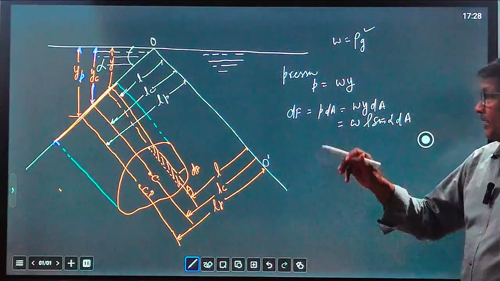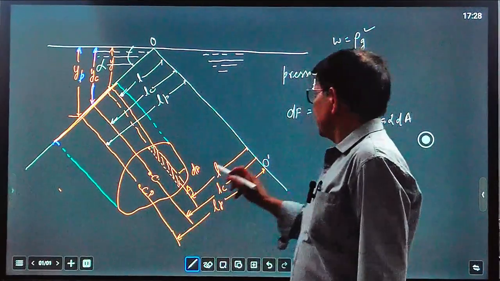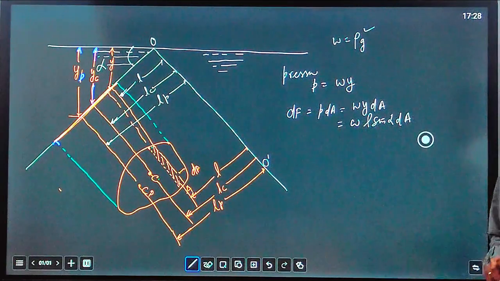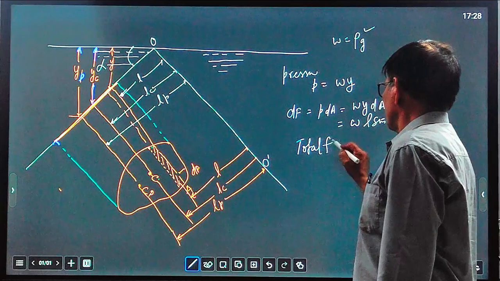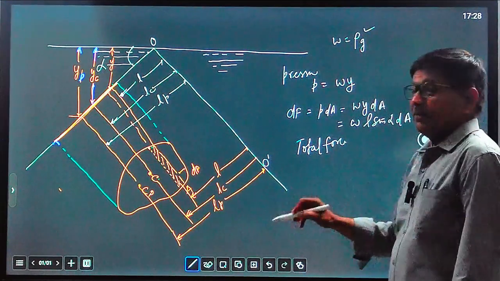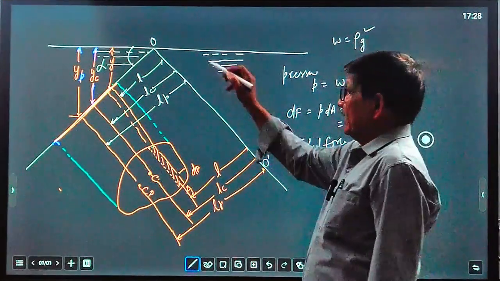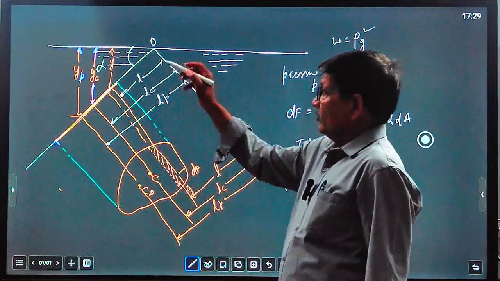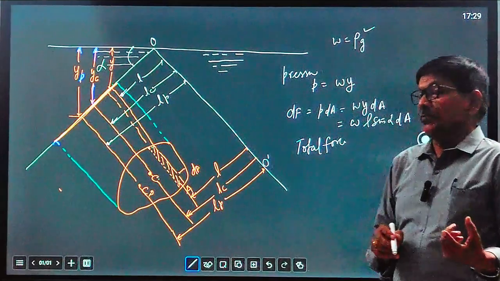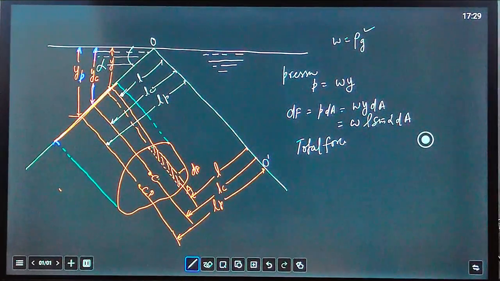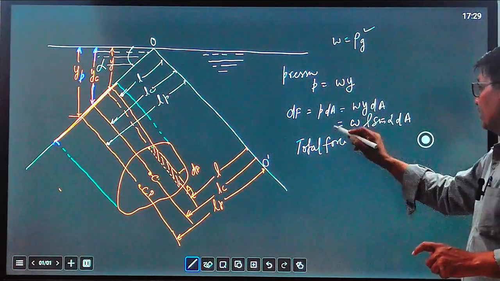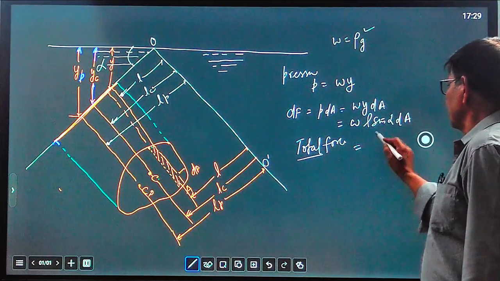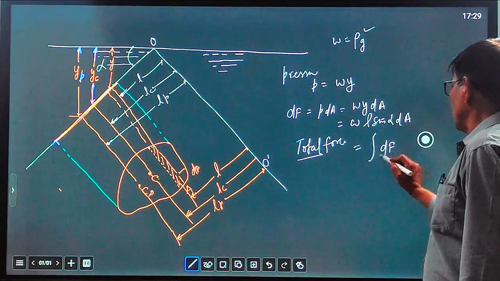Now the total force acting on the whole of the area, so we can integrate this force dF. It is the total force due to pressure varying at different points, because pressure is proportional to the depth from the free surface. Once y increases, pressure will also increase. Total force equals the integration of dF for the whole of the area.